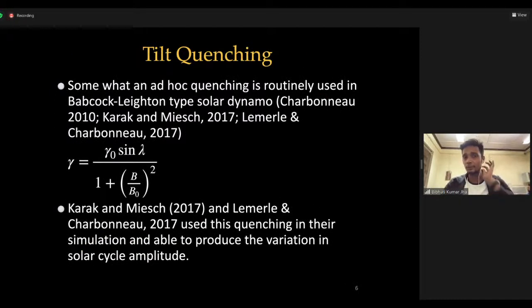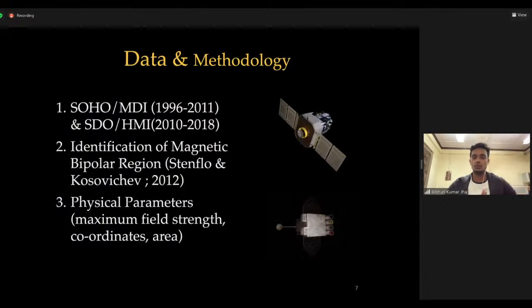Just to give a brief overview of tilt quenching: it has been routinely used in this type of Babcock-Leighton dynamo model. These authors have used a somewhat ad hoc quenching of the tilt angle, where you can clearly see they have used the strength of the magnetic field. The magnetic field will be able to suppress the tilt in the bipolar region. Later on, Karak and Miesch, and then Lemerle and Charbonneau in 2017, used this type of quenching in their simulations, and they were able to produce variation in the solar cycle. This tells us it is important from the solar dynamo point of view. So I am going to look at whether there is observational evidence for the existence of tilt quenching in bipolar magnetic regions.